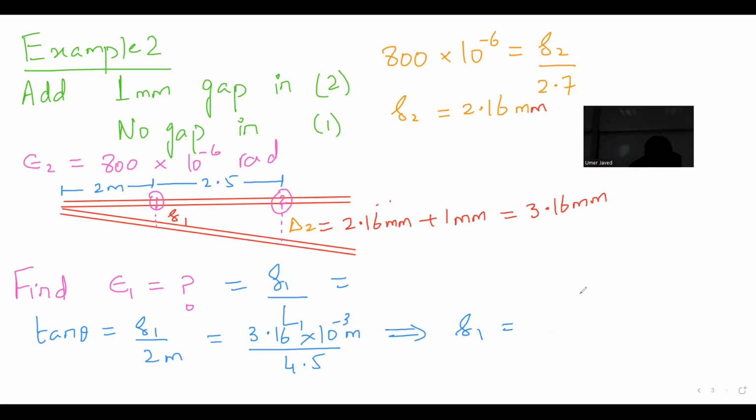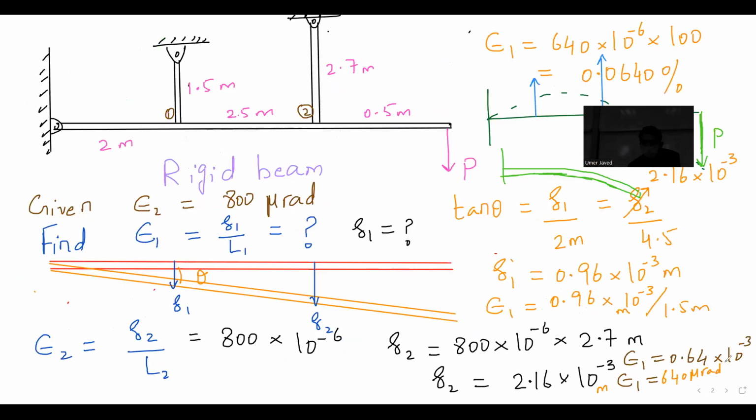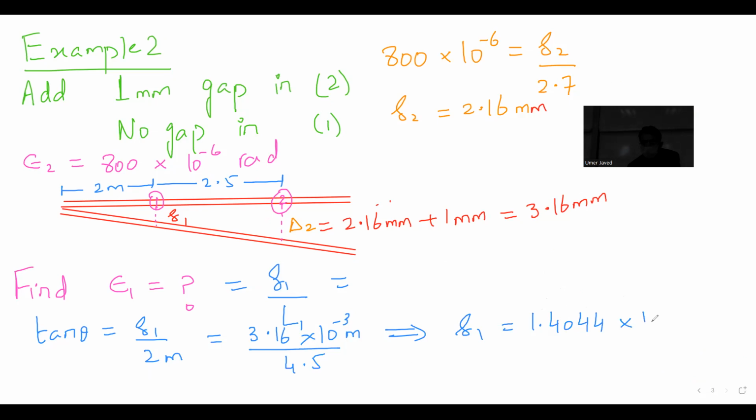I hope I'm not making a mistake here. So I will just directly write the answer: 1.4044 into 10 power minus 3 meter. And epsilon 1 is equal to delta 1 over L1, which is equal to this fellow divided by 1.5.